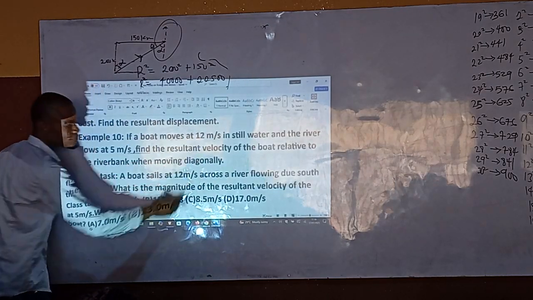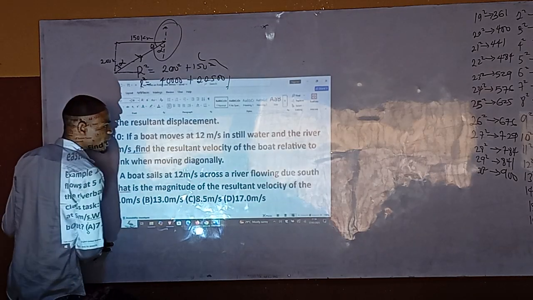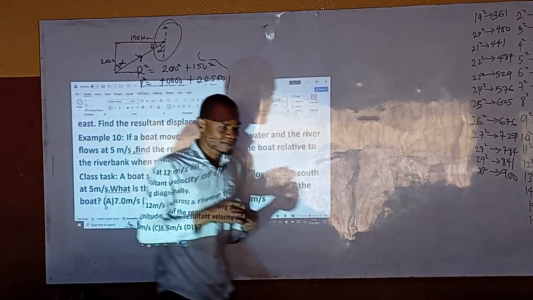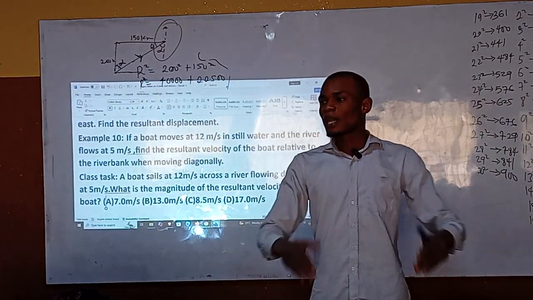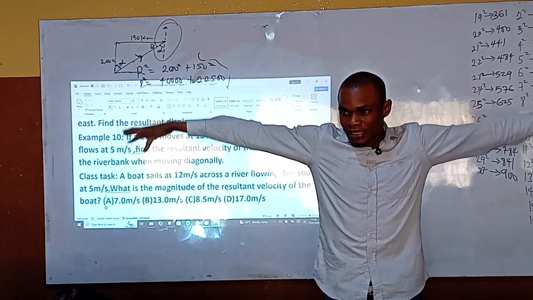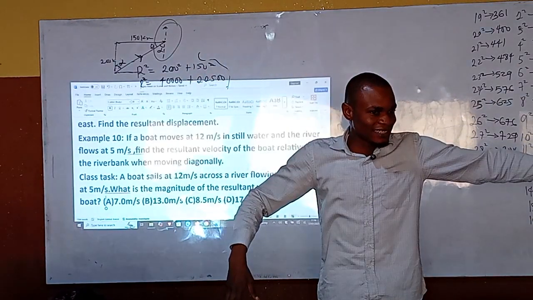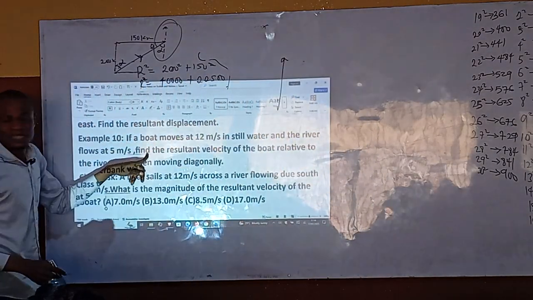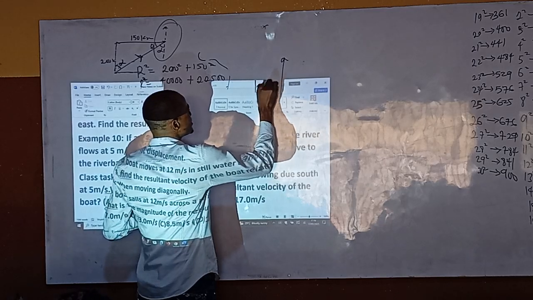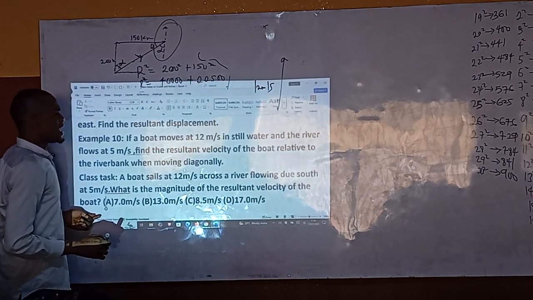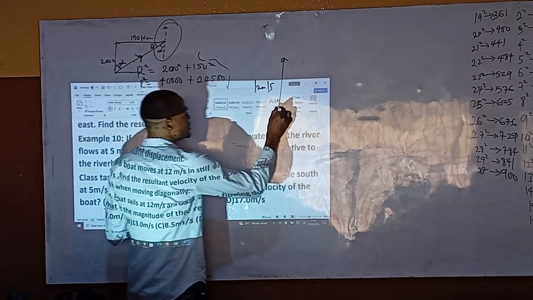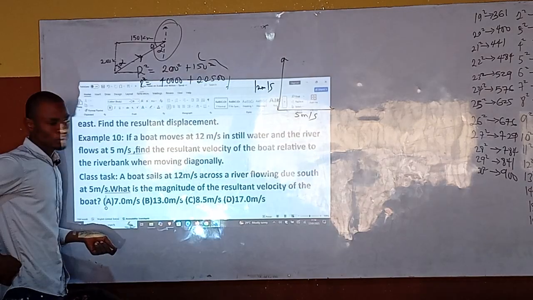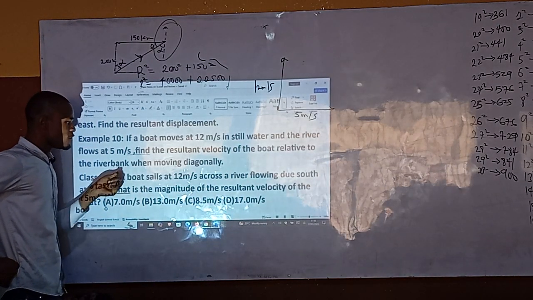Now, if a boat moves 12 meters per second in still water, and the river flows... if a boat is moving, how does the river flow? Either to the west or to the east, right? So if your boat is moving north, 12 meters per second, and the river flows 5 meters per second, the river will flow in this direction. Find the resultant velocity of the boat relative to the river bank.